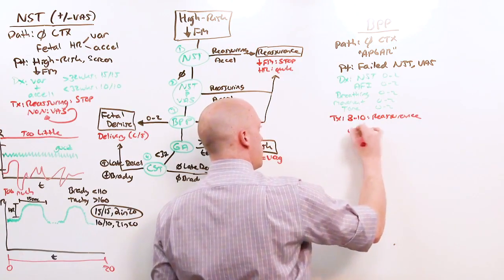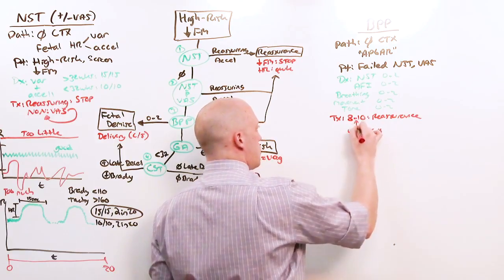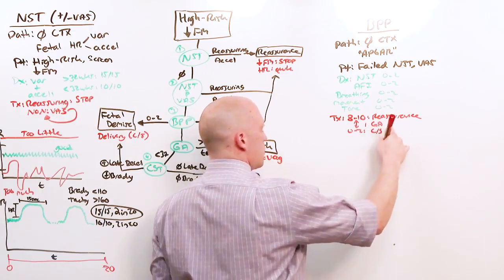0 to 2 is fetal demise. This is going to be emergency C-section. And in between, you're going to use the gestational age to decide the next move.